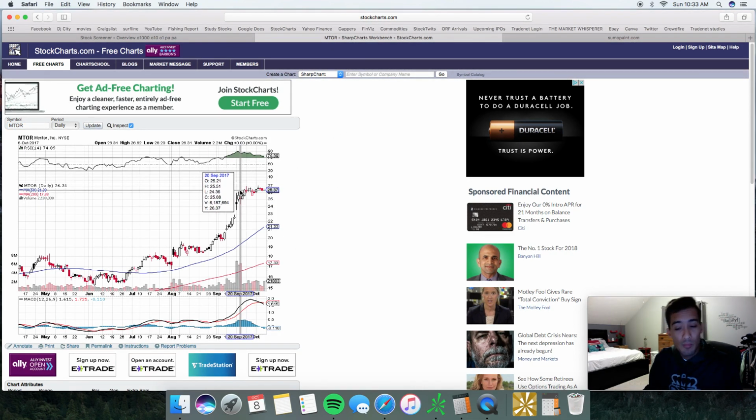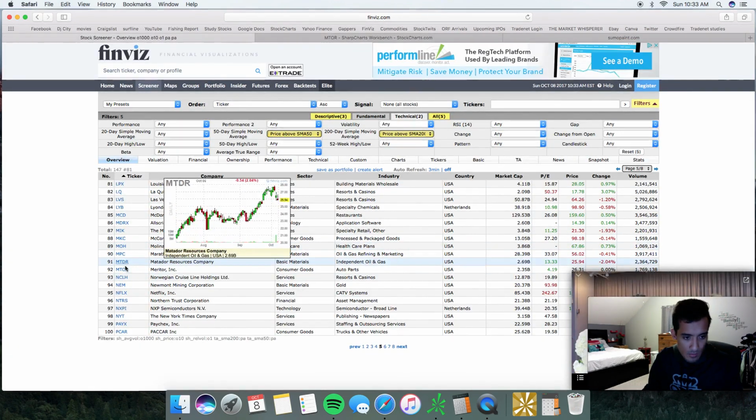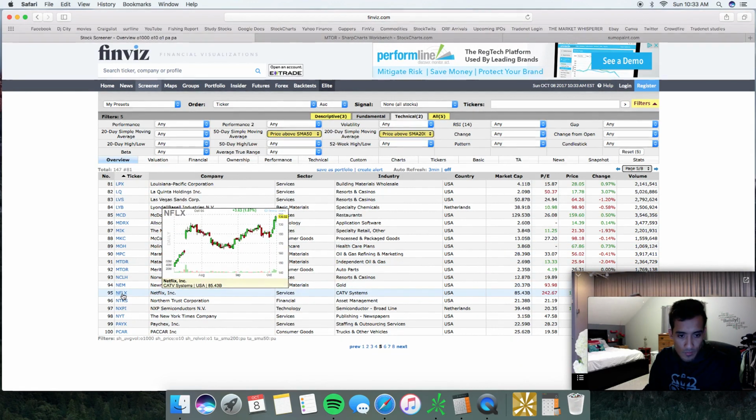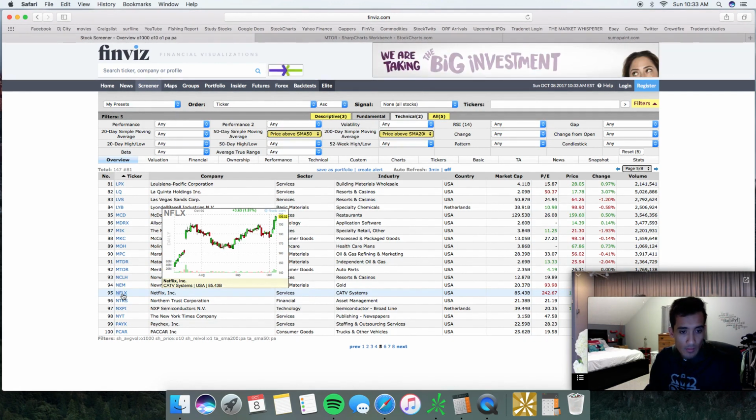This is good, but I think MDRX was definitely better. So MTR, let's go back. MTR, nope. This would have been really good, actually. Netflix over 190, whatever that little sticking candle is right there. So it just broke out. That's a textbook cup and handle formation right there.